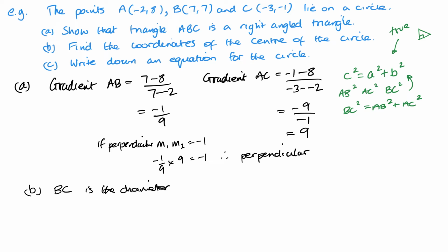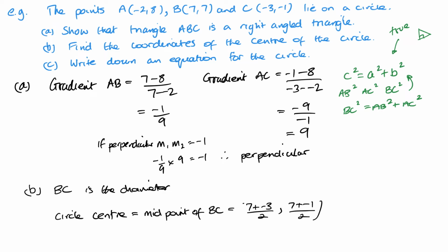Therefore, the centre of the circle is going to be the midpoint of BC, isn't it? And for the midpoint of BC, we add our x values and divide by 2, add our y values and divide by 2. Nice and straightforward. So 7 plus negative 3 is 4, so this gives me 2. 7 minus 1 is 6, therefore this would be 3. So the midpoint of my circle is (2, 3).